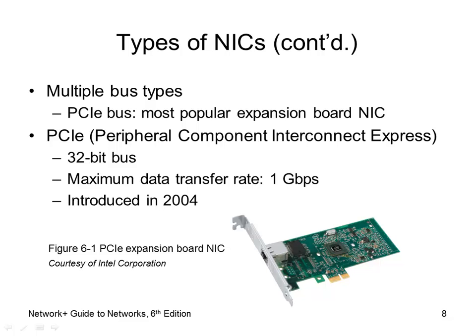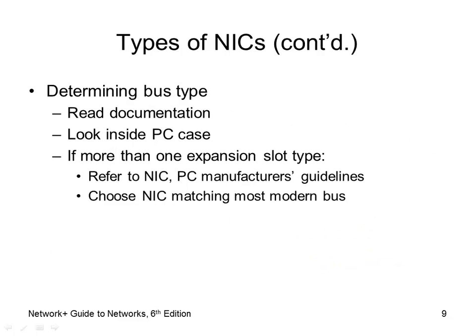So here are the different types of buses. PCI is a 32-bit bus. It was introduced in 2004, 1 gigahertz speed. To determine what bus you need, you can either read the documentation or look inside the case.